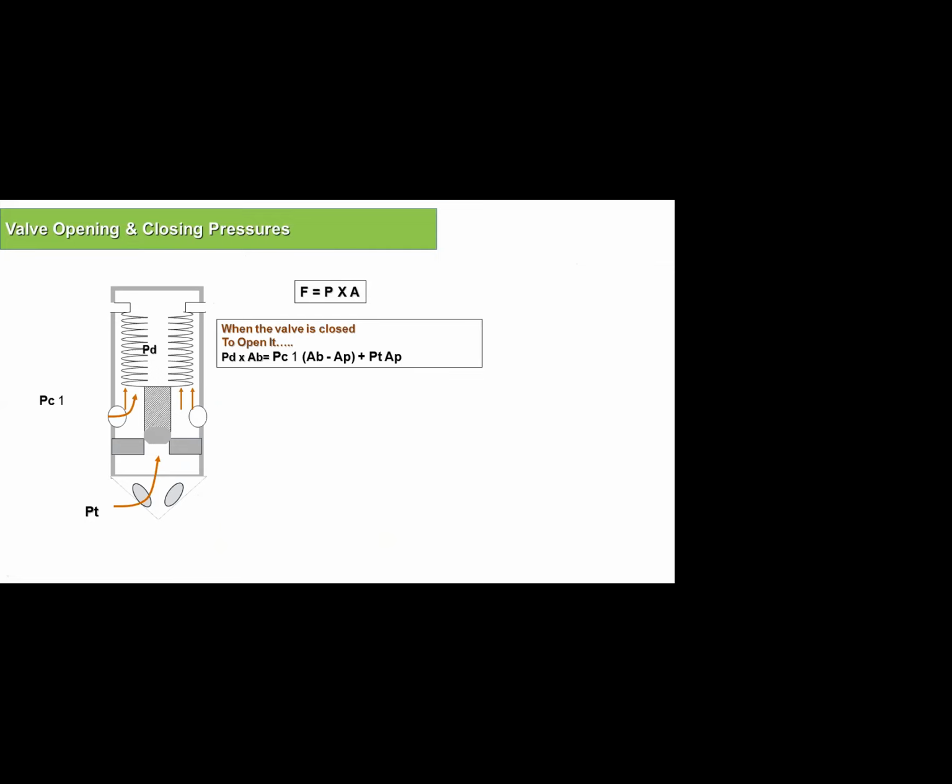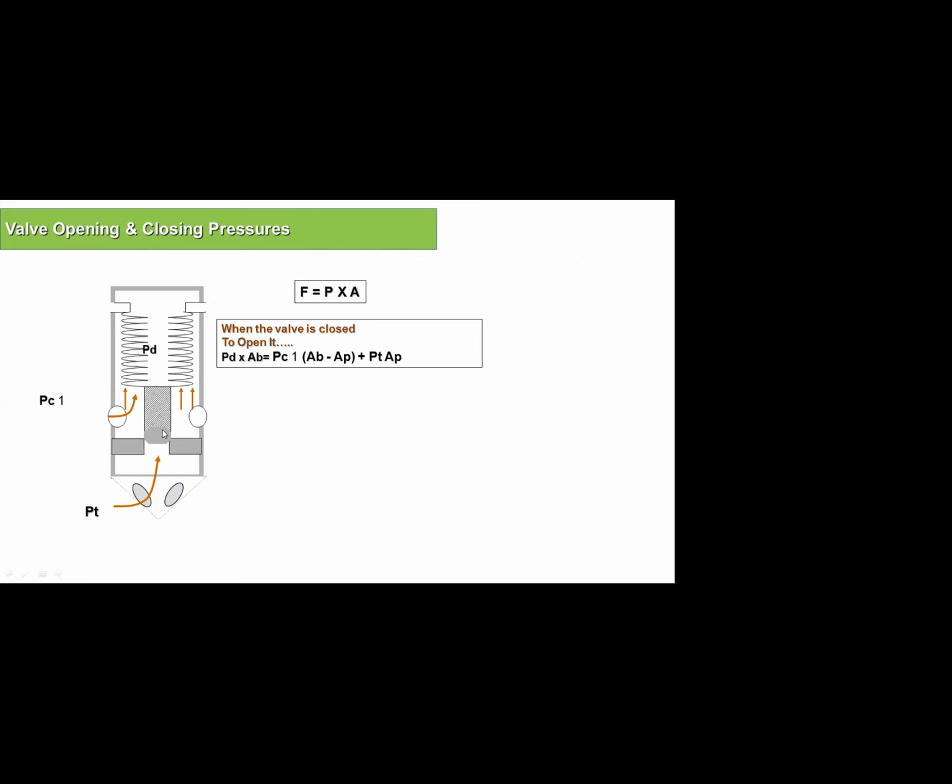We have this dome. Here we have a pressure. This pressure is playing on this area, the area of the bellow. It forces this stem to be down.